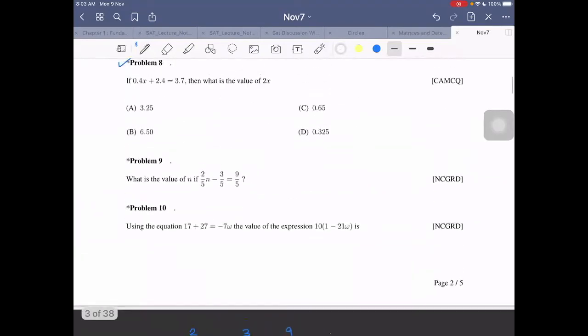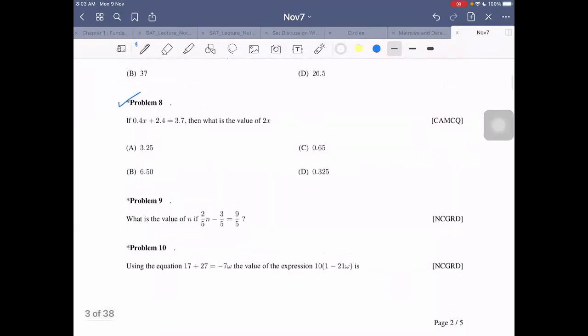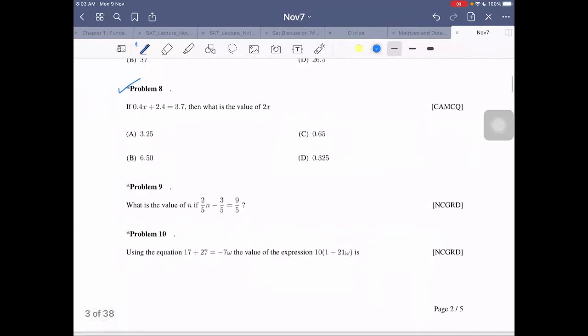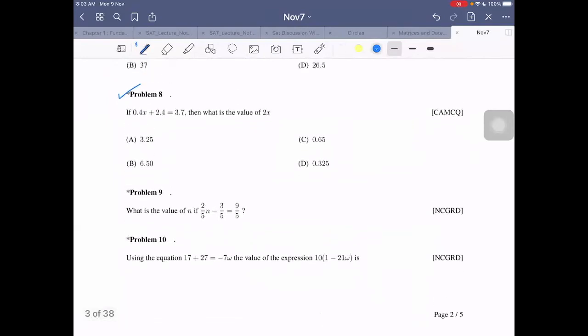But you could have done this way as well. To begin with, you could have cancelled the 5 everywhere. Like we have 2 by 5 n minus 3 by 5 is equal to 9 by 5. You can cancel off this 5 everywhere. Right? So that way it is much easier. This is 2n minus 3 is equal to 9. So we have 2n is equal to 12. n is equal to 6. So you don't have to deal with fractions.